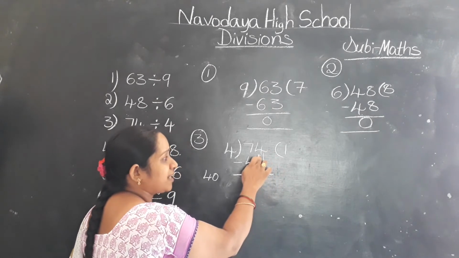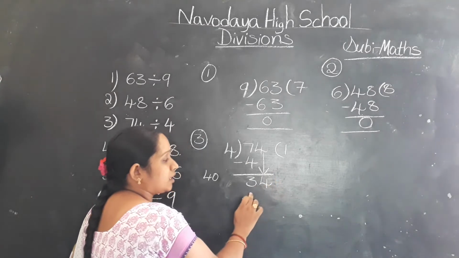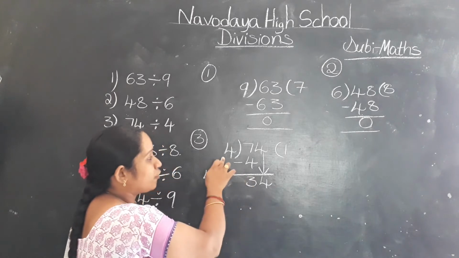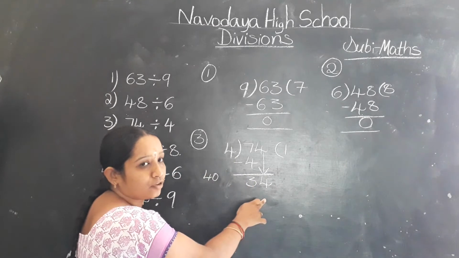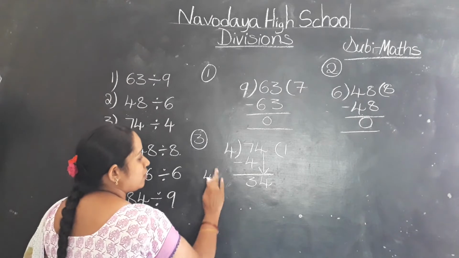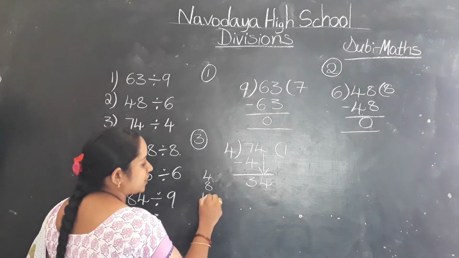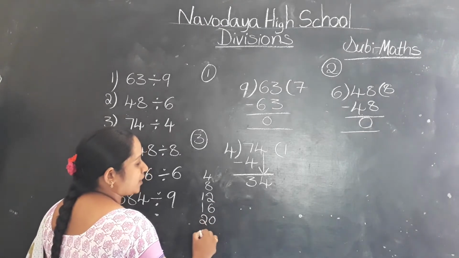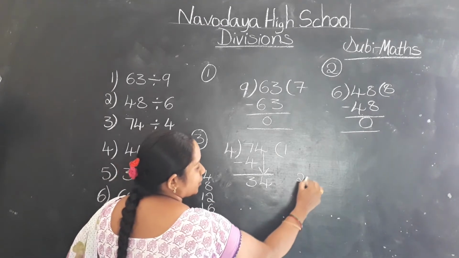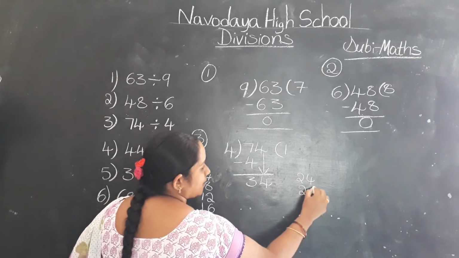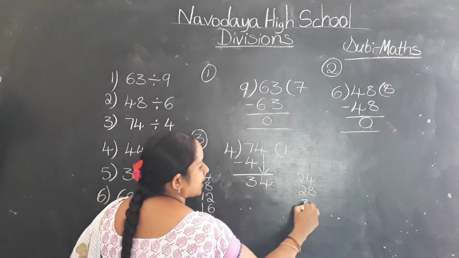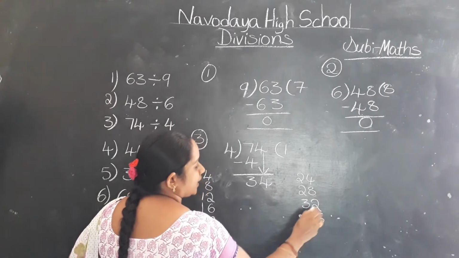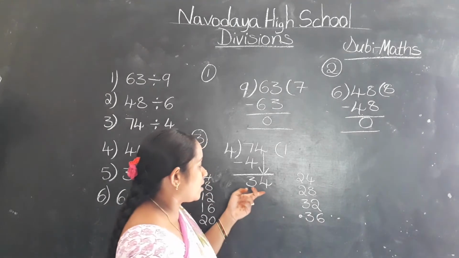What is the ones place value here? 4. So here now 34. In 34, in 4 table how many times we will get 34? 4 ones are 4, 4 twos are 8, 4 threes are 12, 4 fours are 16, 4 fives are 20, 4 sixes are 24, 4 sevens are 28, 4 eights are 32, 4 nines are 36. Here 32 and 36 are there. No 34 in the table.